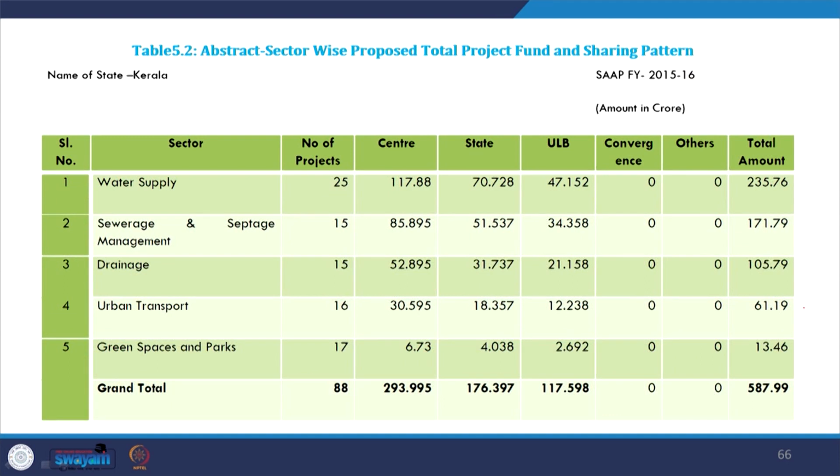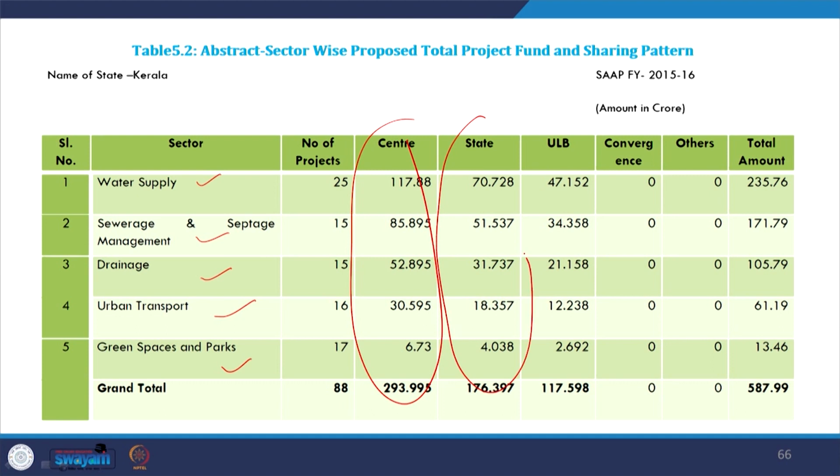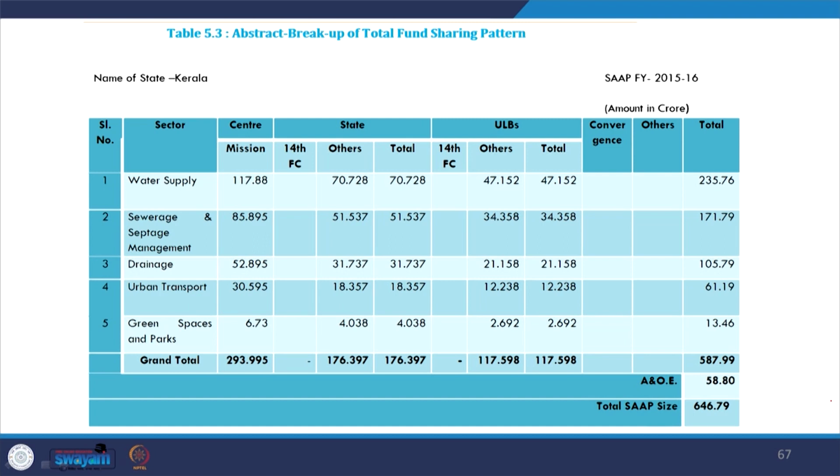We further see how, earlier you saw city wise, now you can see sector wise: water supply, sewerage, drainage, urban transportation, green spaces. For each sector, what the center would contribute, what the state would contribute, and what the ULBs would contribute to the total amount. And further we see how the financial year wise distribution would happen as per the sector, and what the center will take as load, the state would take and the ULBs would take.